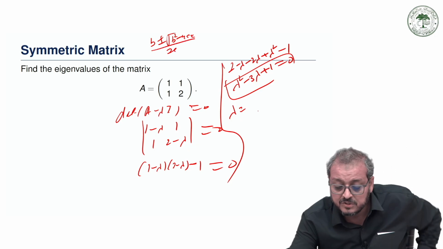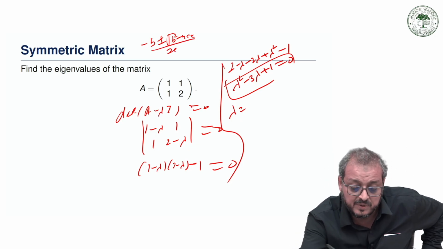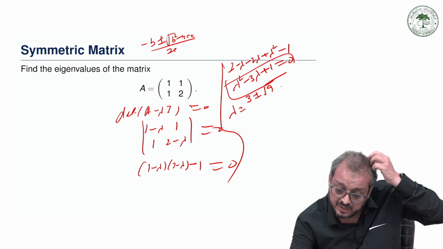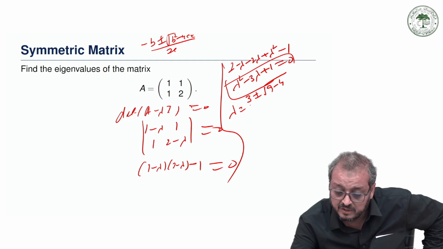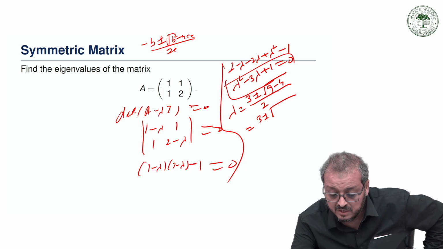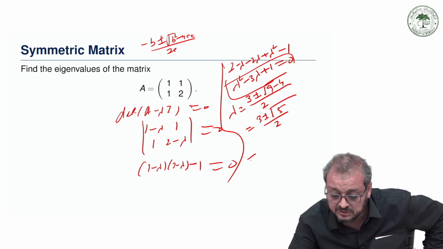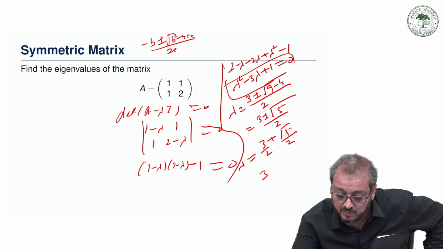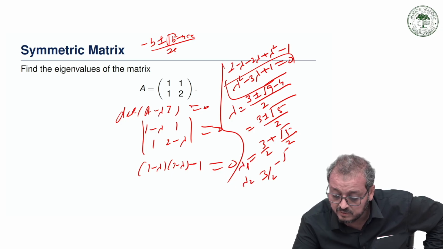So this means we have minus b, so this is equal to 3 plus minus root of b squared, which is 9, minus 4ac, over 2a. So 3 plus minus root 9 minus 4 is equal to 5, by 2. So this is equal to 3 by 2 plus root 5 by 2, and we have lambda 1 equal to this, and lambda 2 is equal to 3 by 2 minus root 5 by 2.